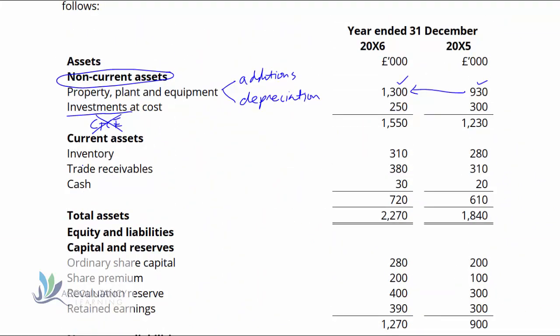So I've used both of those numbers in my workings. Okay, so let's move on. We've got our inventory, so we know that we just need to take the difference between these. We've got a difference of 30, haven't we? And this is going to be part of our working capital adjustments.